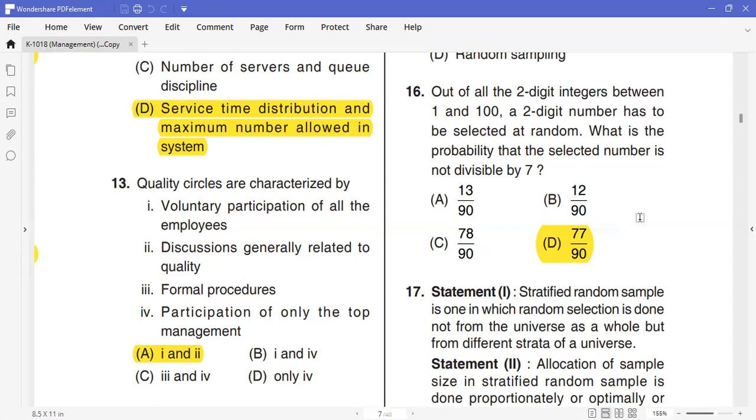Please remember the golden formula P plus Q is equal to 1. Probability of a thing happening plus probability of a thing not happening is equal to 1. So therefore, here we have to find out the probability of a number being selected is not divisible by 7. So therefore, probability of a number not divisible by 7 is equal to 1 minus probability of a number divisible by 7. So if you do that one, you will be getting the option D, which is 77 by 90.